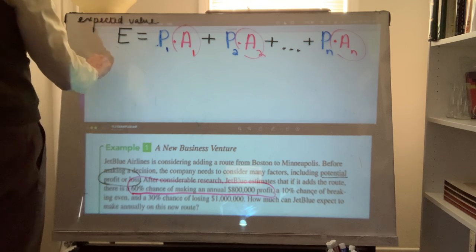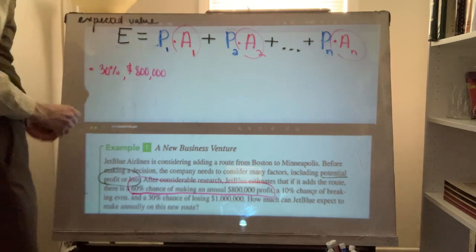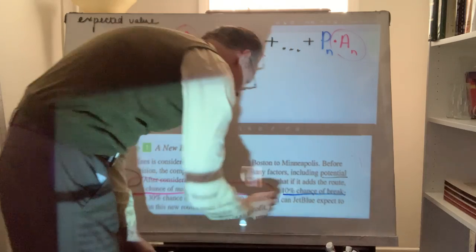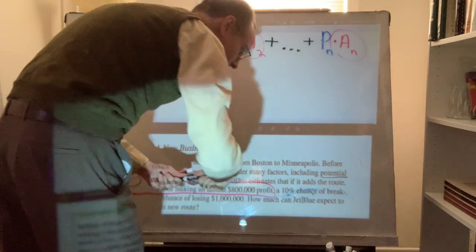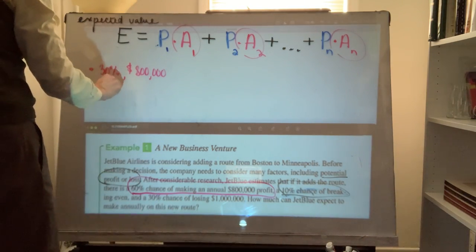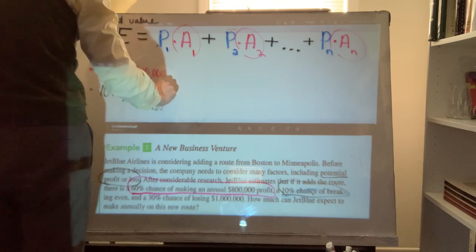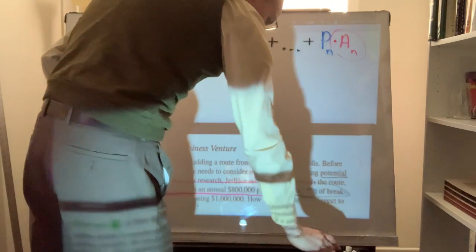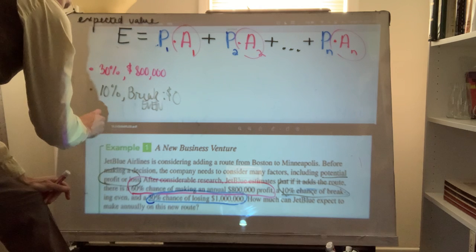All right. There is a 30% chance of making $800,000 annually. A 10% chance of breaking even. So we'll use a different color. Black. Very faint. 10% chance of breaking even, which implies $0. Jeez, I just died in the middle of using it. And then lastly, a 30% chance of losing $1 million, which sounds pretty horrific, right? Considering the magnitude of it.